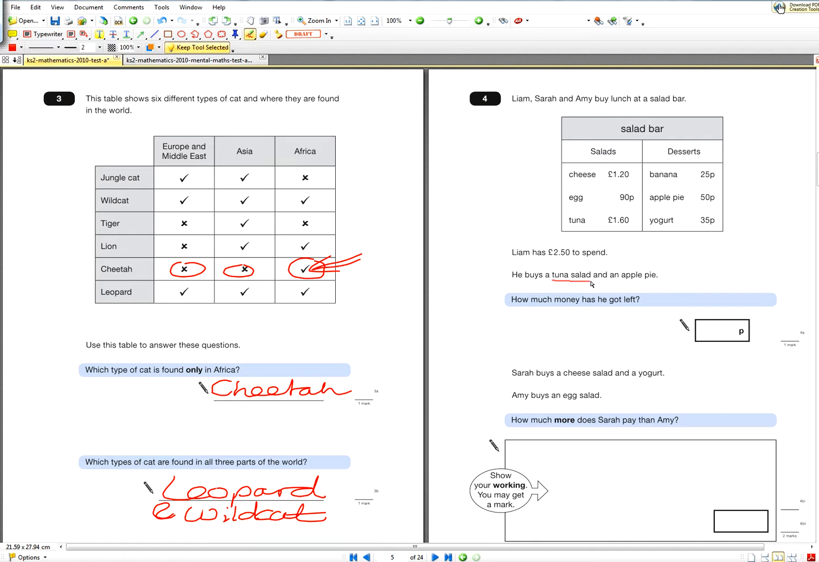So let's have a look. Tuna salad, apple. Where's tuna salad? Tuna salad is here. And an apple. Was it apple pie? Yeah. Apple pie. Okay. So what do we have there?